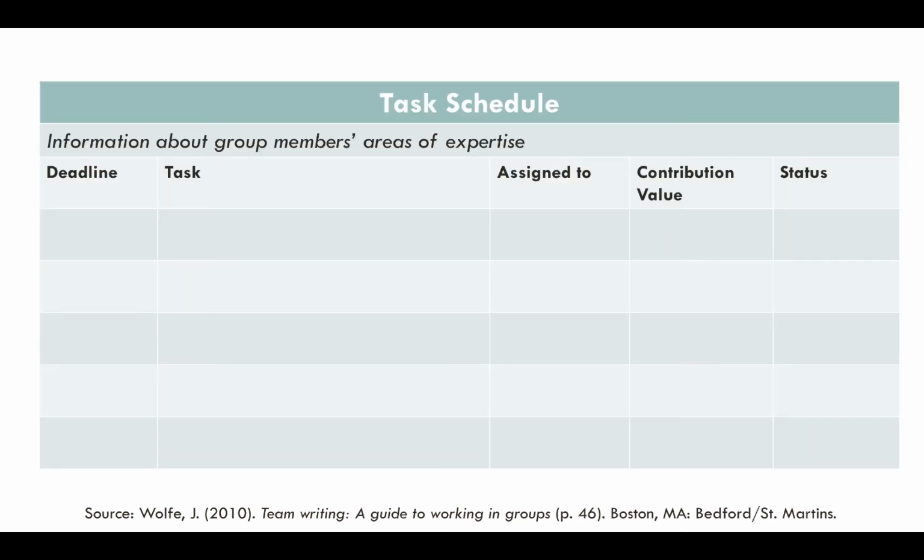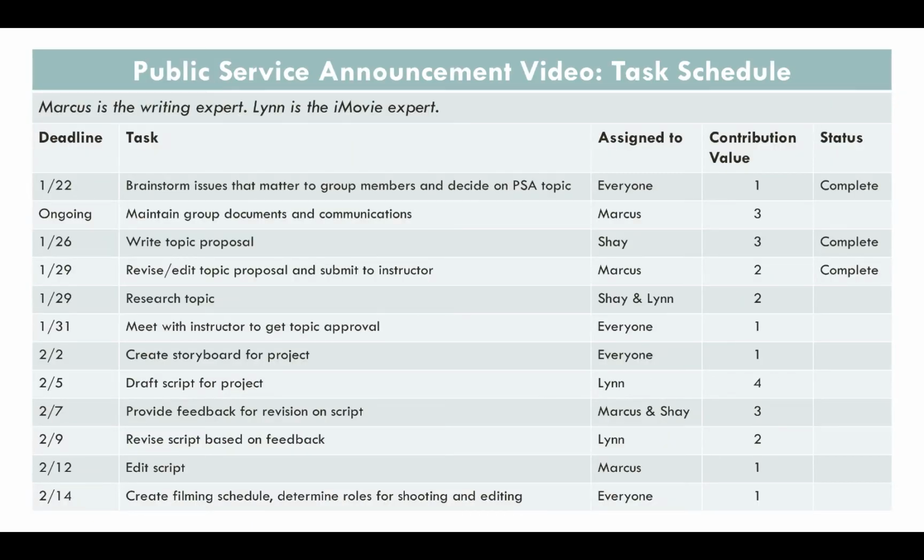You can capture all of this information in a task schedule that uses the template displayed here. Note that it lists group members' areas of expertise at the top. Then it has a column dedicated to the deadline for each task, a brief description of each task, the name of the team member who will complete that task, its contribution value, and its completion status. Here's a partial example of a task schedule for a public service announcement project.